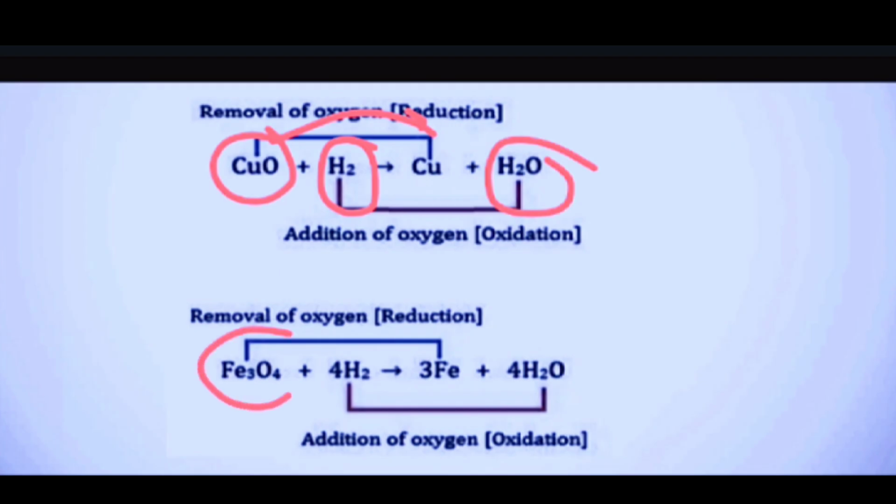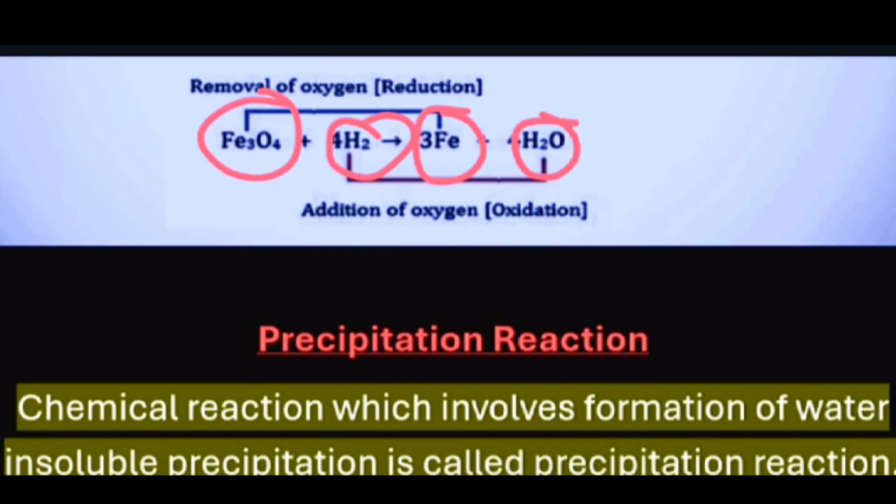Here what we see is that iron is present with oxygen, but here again the oxygen is removed from the iron, so it is a reduction, and now this oxygen is added to this hydrogen and forms water. Again it is an oxidation. So in this way you have to understand.